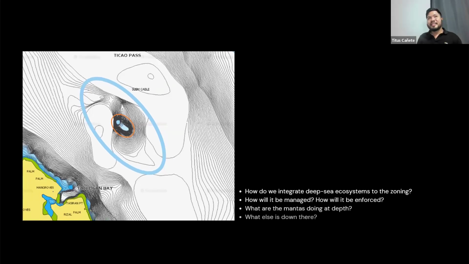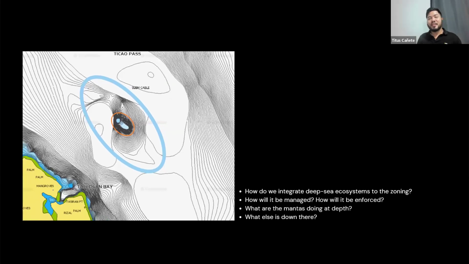So while we have seen some answers through the accessible ocean tech that we have as of the moment, we still have some questions like, how do we integrate deep sea ecosystems into the zoning? And if we have these zones where deep sea ecosystems are included in areas that are going to have bigger protection, how exactly are we going to manage it? What tools do we have in order to monitor these ecosystems? We want to find out what the mantas are doing at depth. So we will definitely need some more deployments, and we want to know what else is down there.